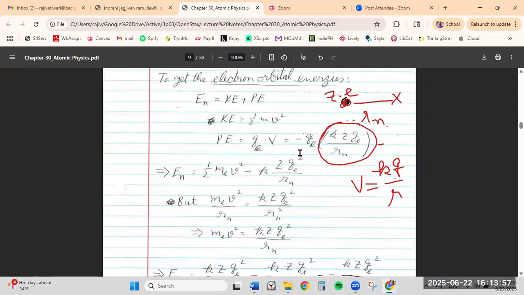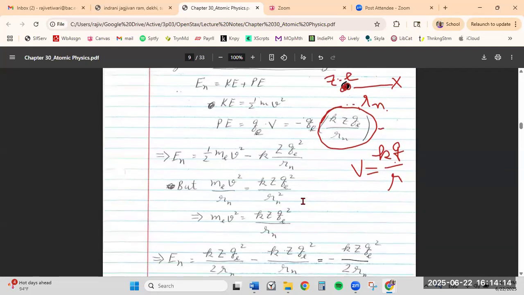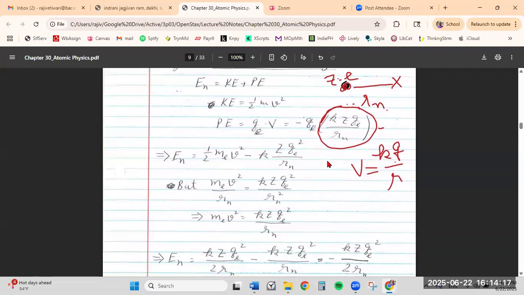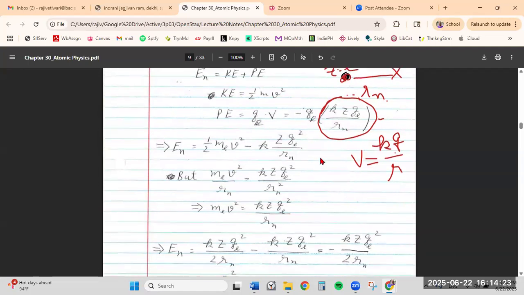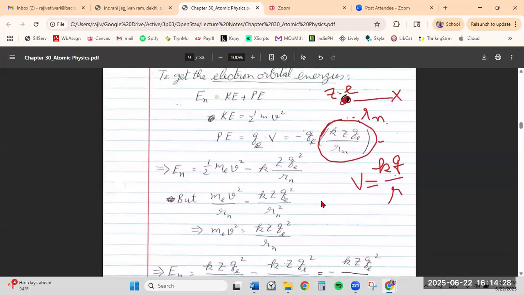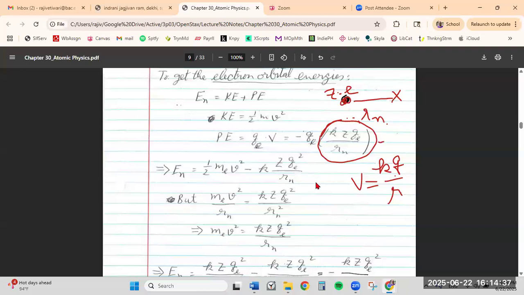So the potential energy is this potential times whatever charge you have. That is the potential energy of this charge, which comes out to QE times the potential, which is this. Now, you'll recall that in using these equations for potential or potential energy, you have to use the appropriate sign of the charge. Since we are talking about the potential energy of an electron, this would be negative. So the total energy is half me v squared minus kZ qe squared over Rn.